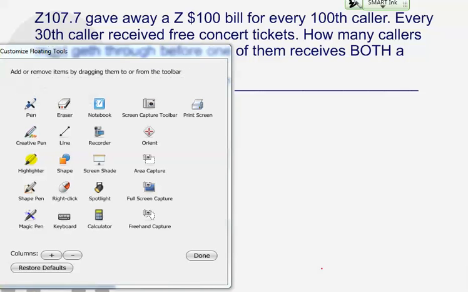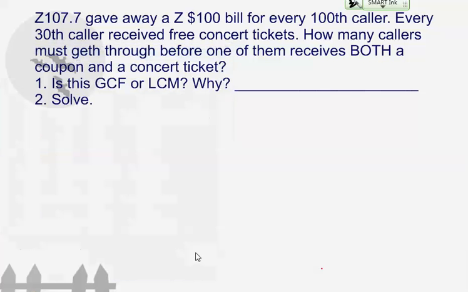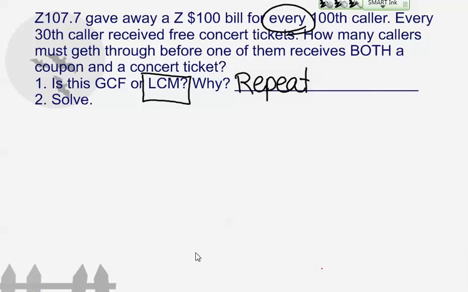So let's try this again here. It's going to be least common multiple because it's something that repeats. Every is a good word there. That's a repeating word. When you see that word every, it's almost every single time least common multiple. So we want to figure out the least common multiple for the 100th caller and the 30th caller. So go ahead and hit pause, do the birthday cake, and see what you get.